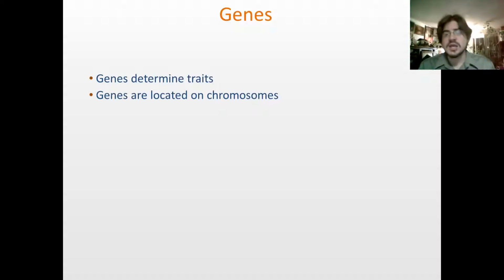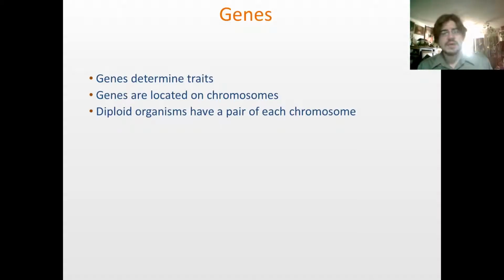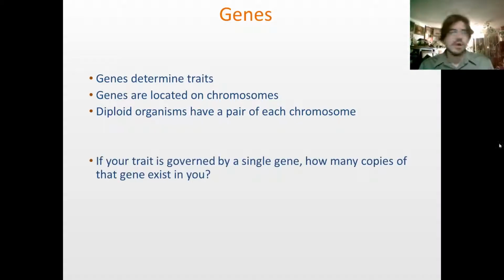So a gene is located on a chromosome. A single chromosome can have many genes. Diploid organisms have a pair of each chromosome, as we've established. So how many genes for a single trait does an organism have? Yes, correct, 2. So you have 2 copies of every gene in your body, in your cell. Every single cell, except a sex cell, has 2 copies of every single gene.